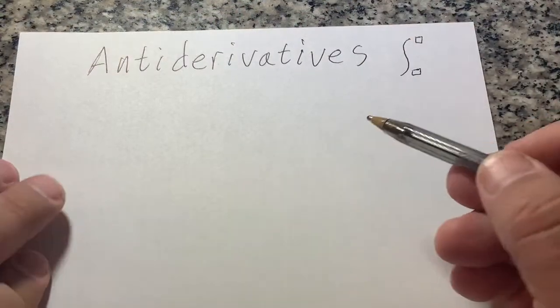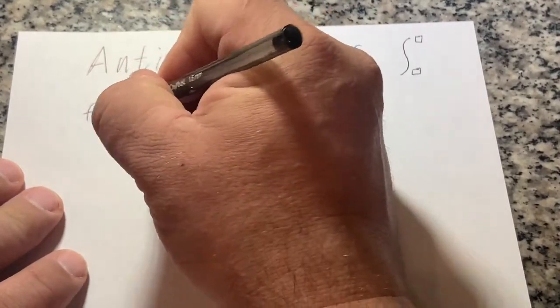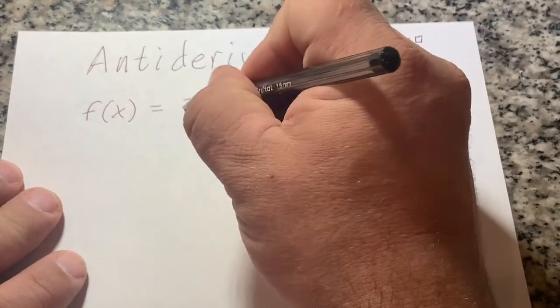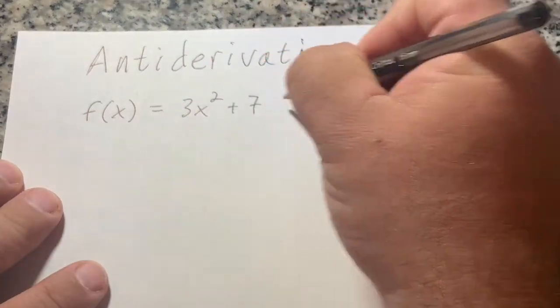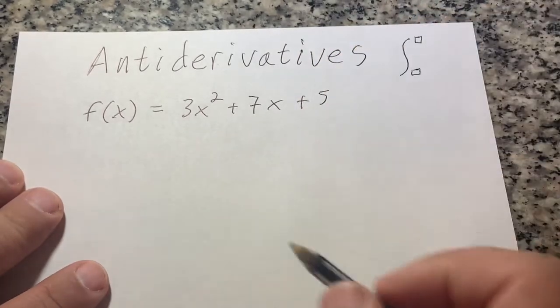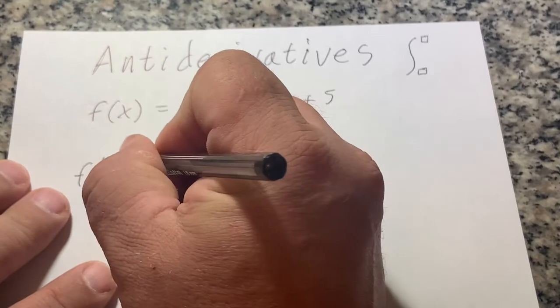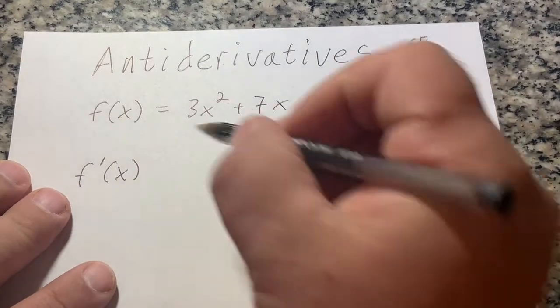All right, tonight we're going to do antiderivatives. So what we first did were derivatives. If I have some function f of x equals 3x squared plus 7x plus 5, and I wanted to find the derivative of that, I would say f prime of x or y prime. That means the derivative.